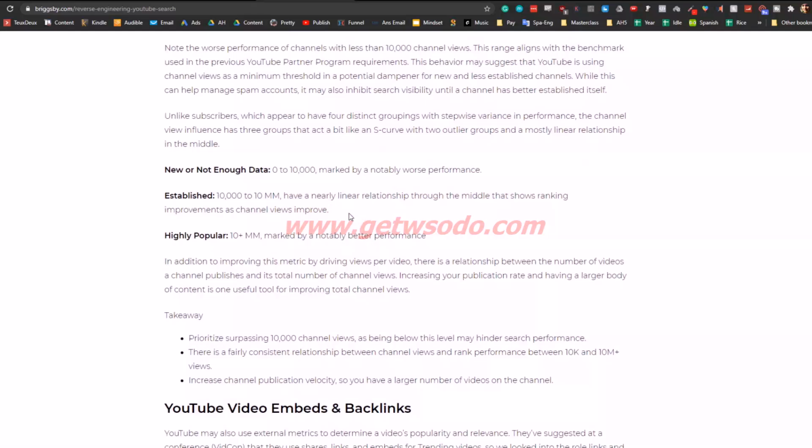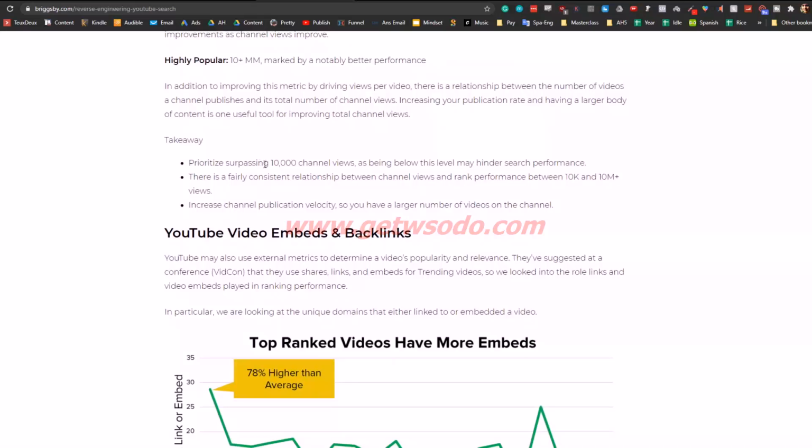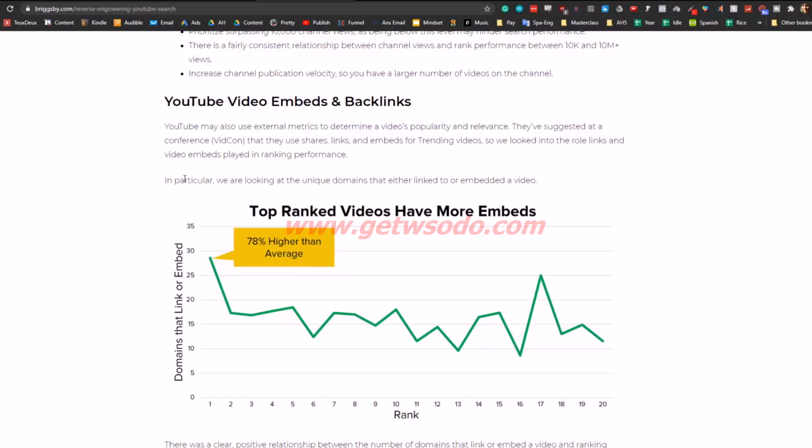That's crazy. Takeaways: prioritize surpassing 10,000 channel views, as being below this level may hinder search performance. There's a fairly consistent relationship between channel views and rank performance between 10K and 10 mil. Increase channel publication velocity so you have a large number of videos on the channel. Once more, 100 videos is really good.